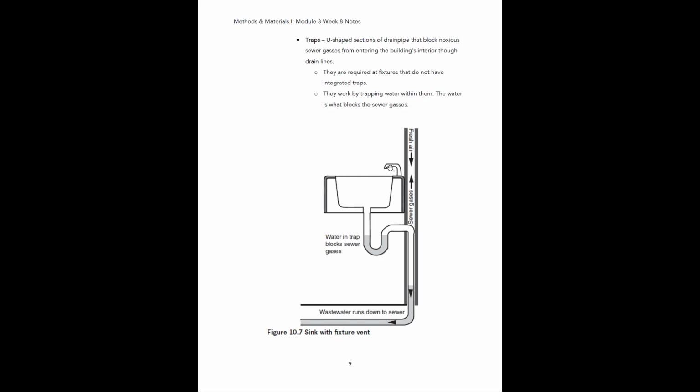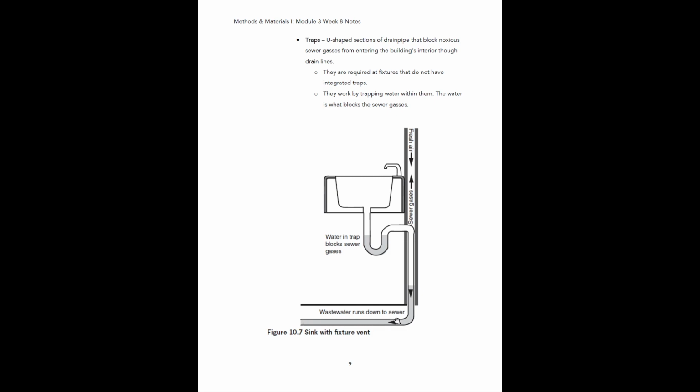So whenever you're using water from, let's say, a sink or something like that, the water is going to go down through the drain pipe, but then when you turn off the water, when you're not using it anymore, a portion of that water is going to stay in this U-shaped section right here, and it's just going to sit there.